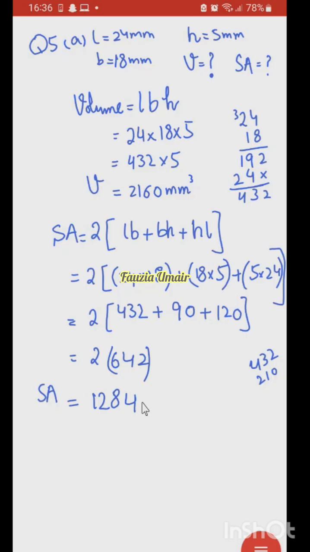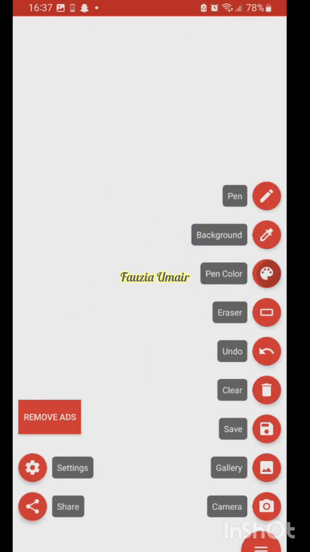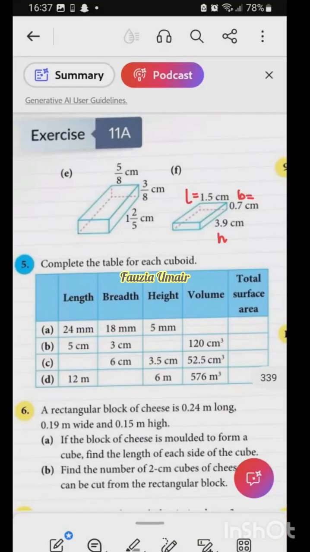So Amrish, what would be the unit of surface area? Ma'am, millimeter square. Very good. Okay. So this is the first part. So now the second part is, this time volume is given to you and the unknown is, let me write down the second part.